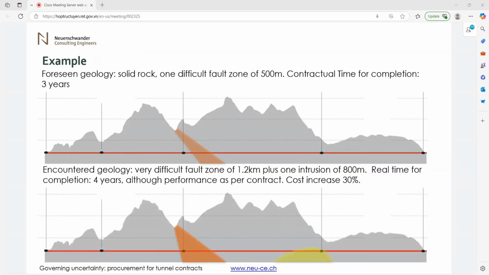The really encountered geology is a very difficult fault zone of 1.2 kilometers plus one intrusion of extremely hard ground of 800 meters. The real time for completion is 4 years, although the performance of the contractor is as per contract, and the cost increase is 30%.